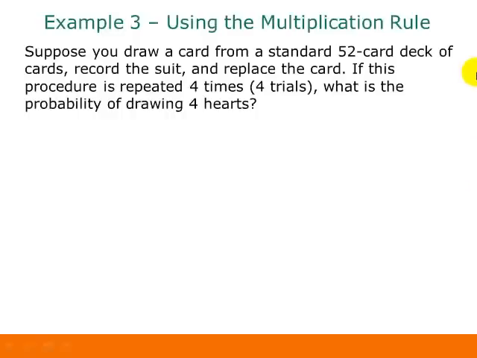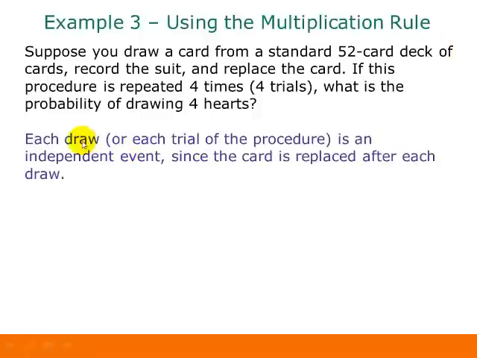Here's an example. Suppose you draw a card from a standard 52 card deck of cards, record the suit, and then replace the card. If this procedure is repeated 4 times, or in other words, with 4 trials, what is the probability of drawing 4 hearts? Well, each draw of a card, or each trial of the procedure, is an independent event because the card is replaced after each draw.